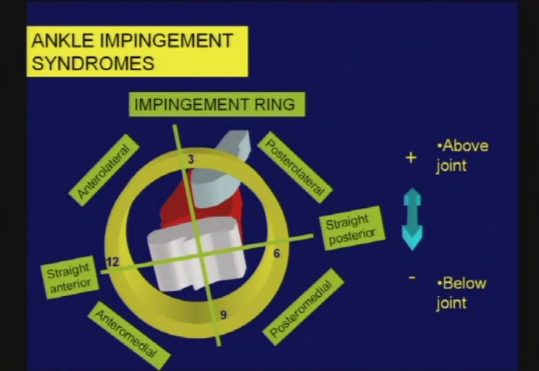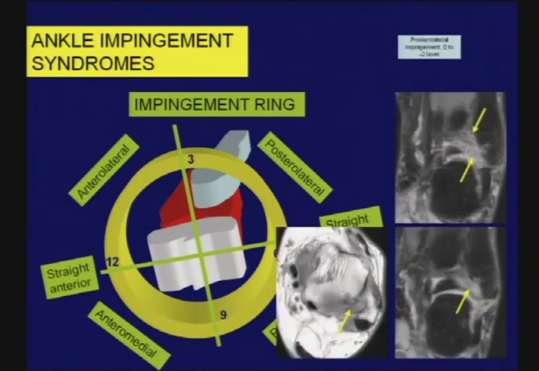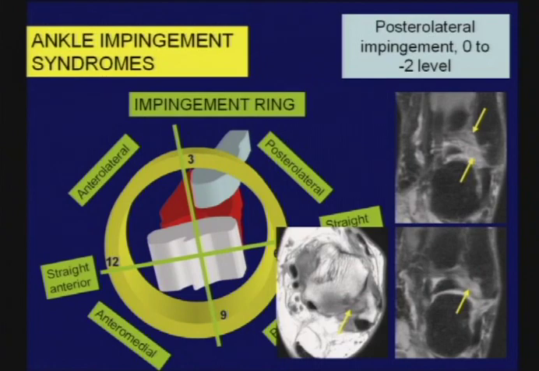And arbitrarily, I have a positive value for a lesion above the joint and a negative value for one below the joint. So if we look at a few cases, patients who clinically had ankle impingement, here, in fact, the cause of the impingement, we believe, was scar tissue about the posterior syndesmotic ligaments and about the posterior talofibular ligaments. And the scar tissue seemed to extend from the level of the ankle joint approximately to the level of the talus. So this could be posterolateral impingement 0 to -2 level.